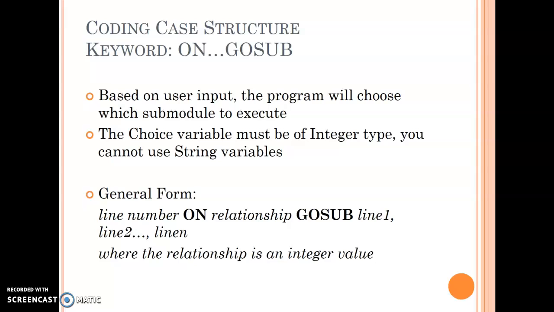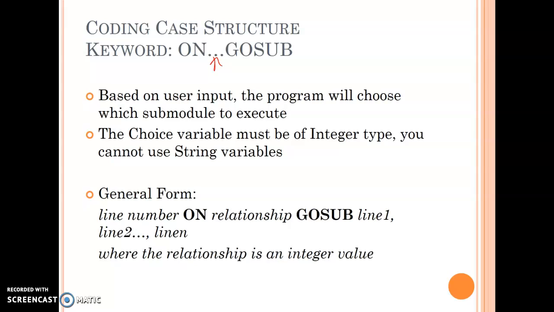So how do I code the case structure? We do need a keyword, on, and I have three little dots, go sub, because this section right here will be filled by a decision, a test, let's say, before it knows where to go. So based on user input, the program will choose which submodule to execute.